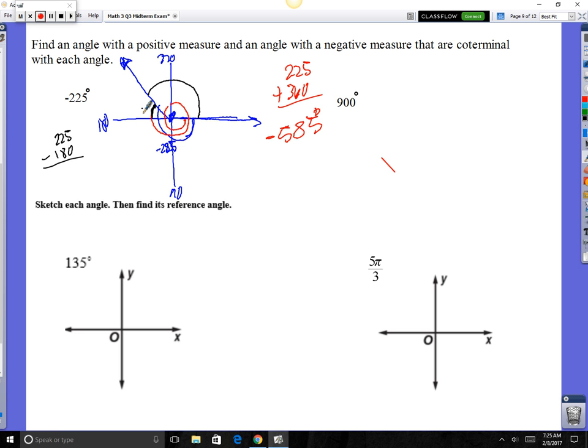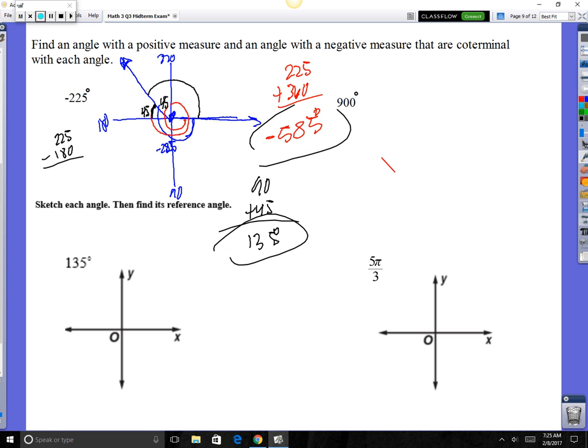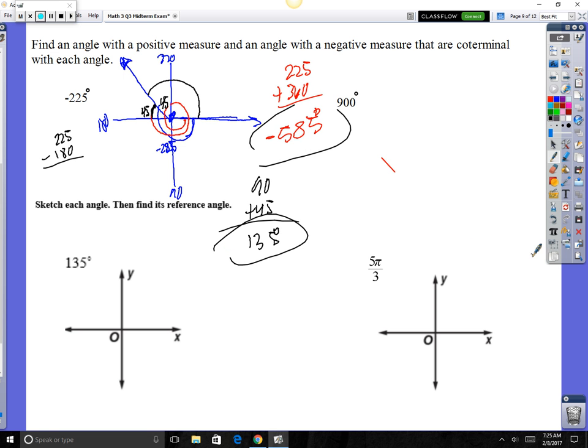Okay, so this guy is a 45. That means this one is also a 45, because they've got to make 90. So I went to the 90 and then another 45. A 90 and a 45 is 135. So my negative one that's going to start and stop at the same spot is negative 585. My positive one is 135.